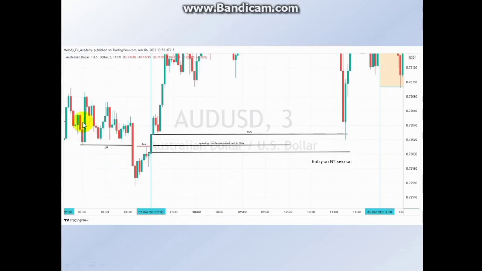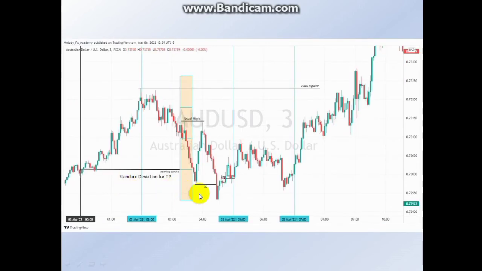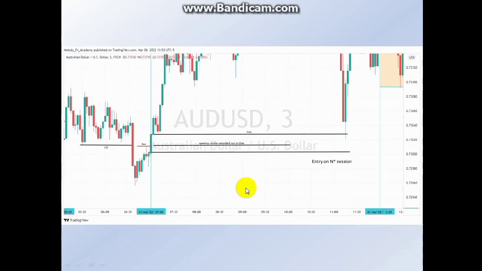Now this is that equal low I was making reference to, and price trades down below it. So let's say you were stopped out. Let's say you placed your stop loss here and you got stopped out, or at a break even market. Okay, so let's see if we can get another entry.